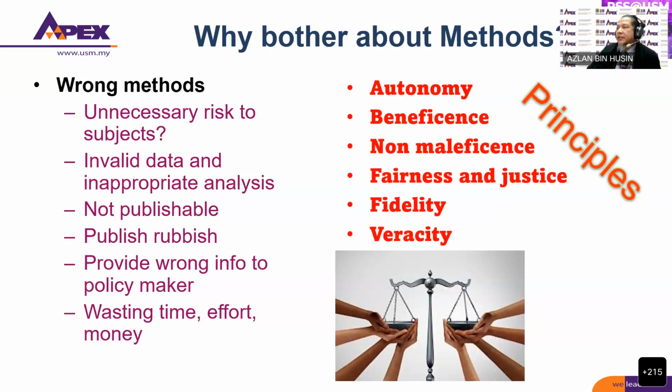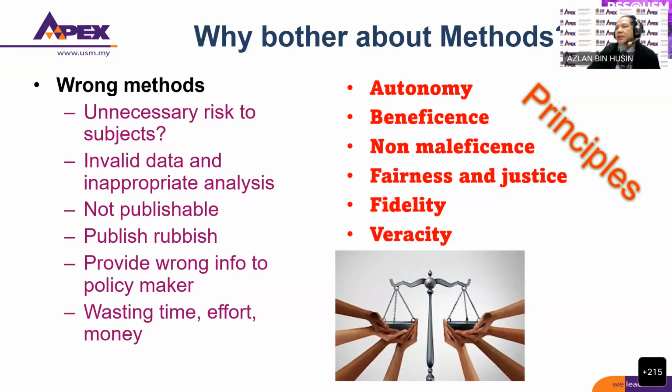So one of the things that always runs in researchers' minds is: why does the ethics committee bother about methods? This is why. Wrong methods will possibly put unnecessary risk on subjects. For example, if you take more blood sample than you need, or if you do a procedure consecutively for 6, 7, 9 procedures, which can be rearranged accordingly.